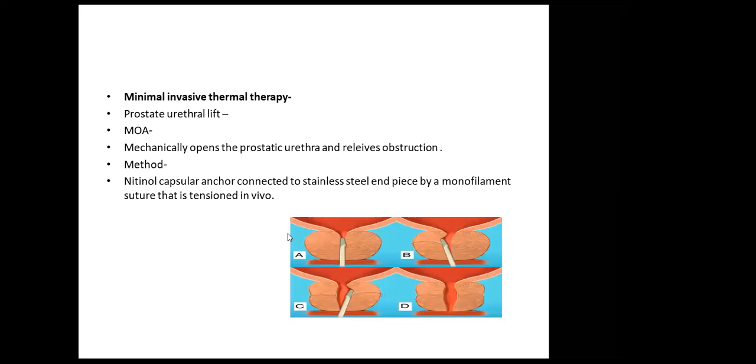Next, it is a prostatic urethral lift. The mechanism in this technique is to open the prostatic urethra and relieve the obstruction. The method used is the nitinol capsular anchor is connected to the stainless steel end piece by a monofilament suture, and it is tensioned in vivo to increase the caliber of the prostatic urethra.